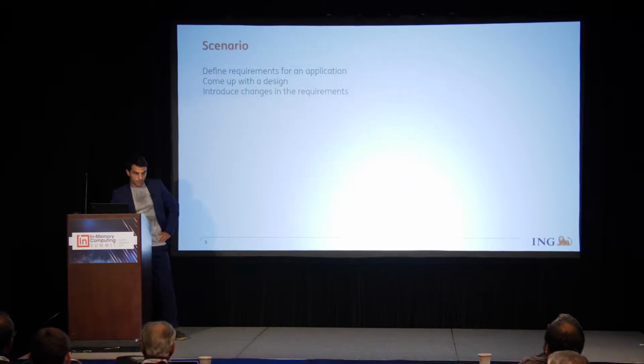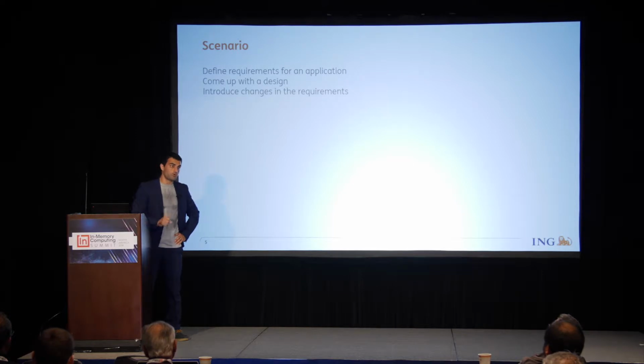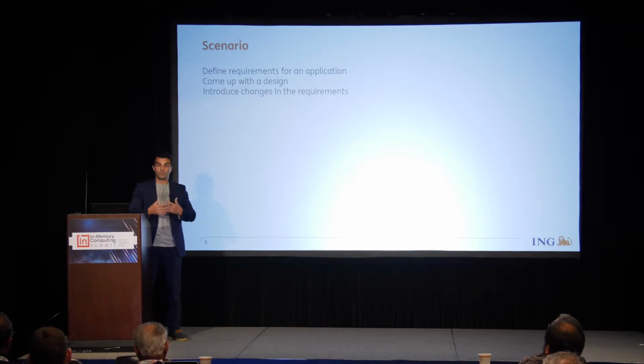So what we're going to talk about today is, first, we're going to have an application. We're going to define requirements for this application and come up with a design. And then we'll have to introduce changes later on, to simulate the life cycle of an application: we have an application, it has needs, we build it, we put it in production, and then we need to update it.